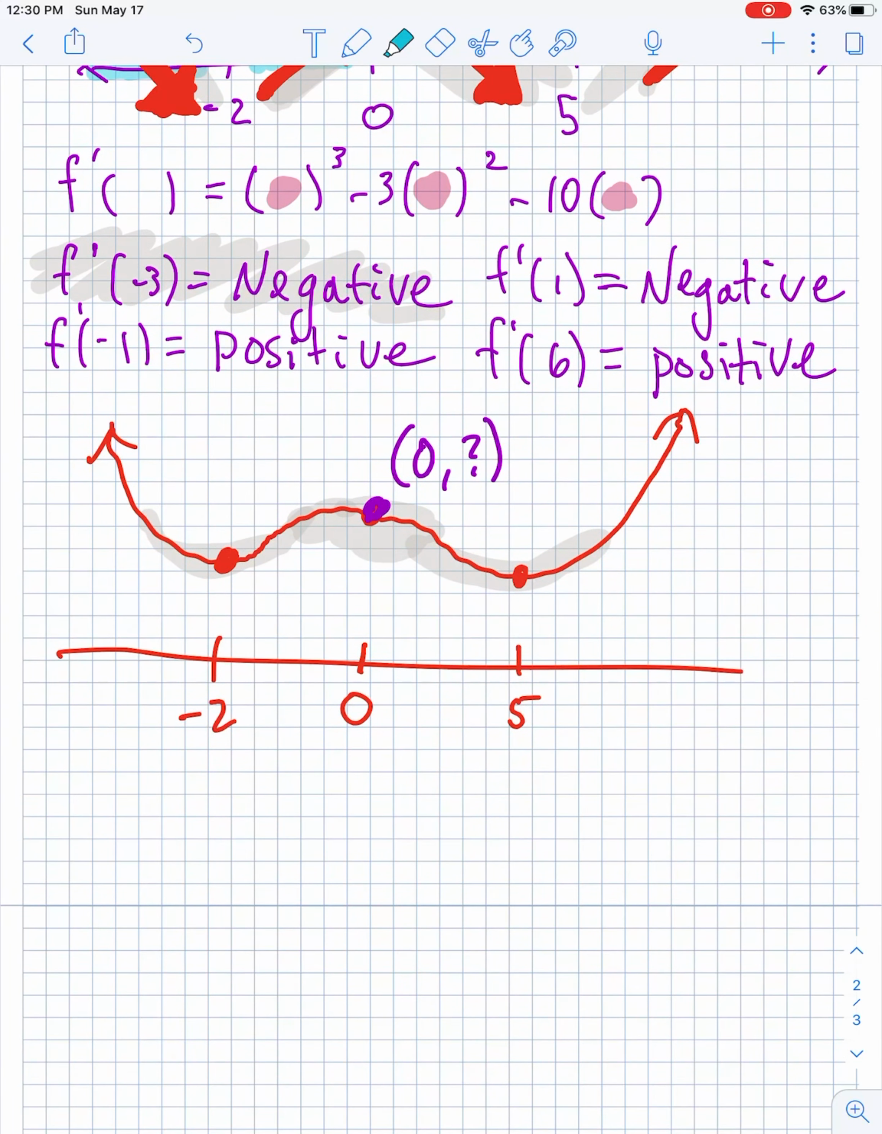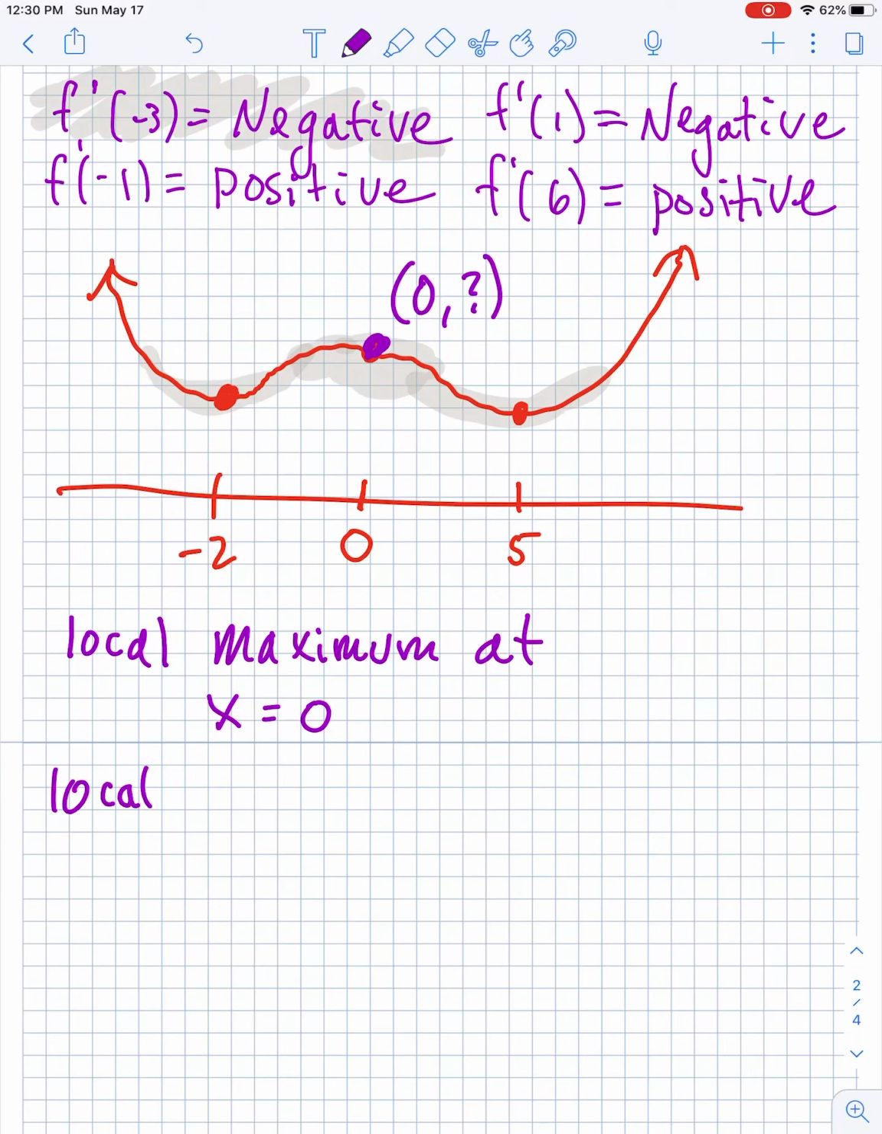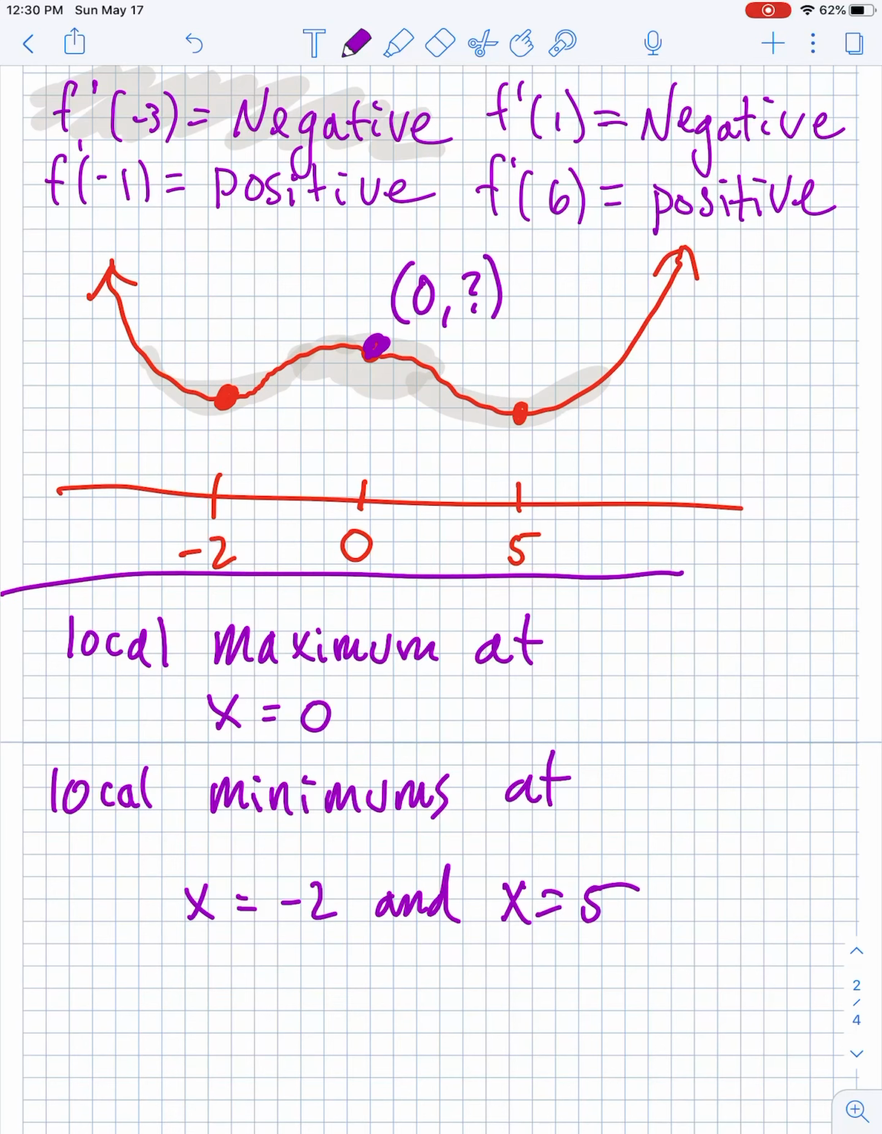So my final answers would be that we have a local maximum at x equals 0, and then local minimums, we have 2, at x equals negative 2 and x equals 5. So if you guys can get to that point where you're not graphing it, you're using derivatives and zone testing to figure out what kinds of stationary points there are, I think we're fine for now.